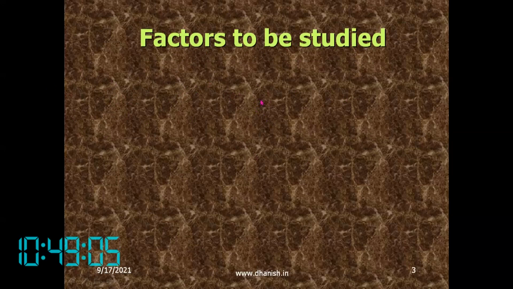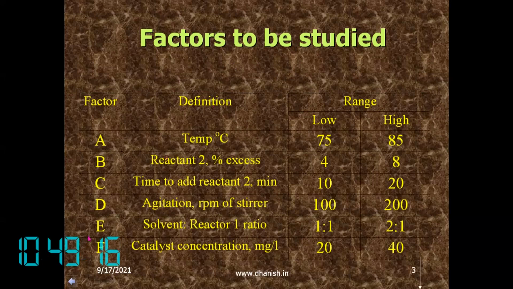Now we have to identify what the possible factors are. In measurement uncertainty also, we identify the possible sources of uncertainty. Just like that, we identify all the factors to be studied. So in this system, 6 factors were identified. First is temperature. The factors are denoted by letters usually in design of experiments. A, B, C, D, E, F are the factors. So temperature, reactant 2 percentage excess. You are adding reactant 2 to the tank containing reactant 1, so how much excess do you add?